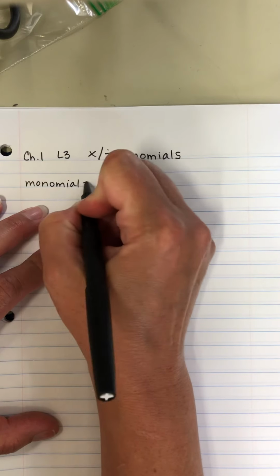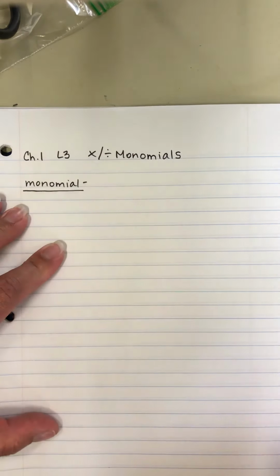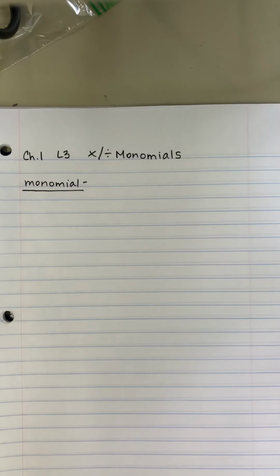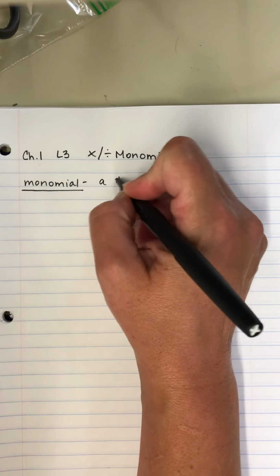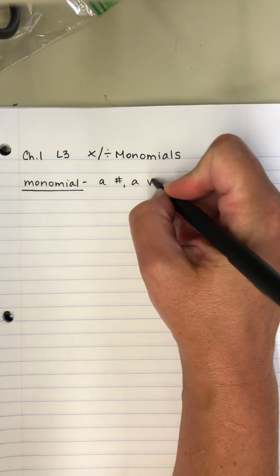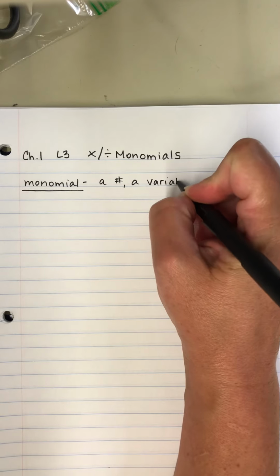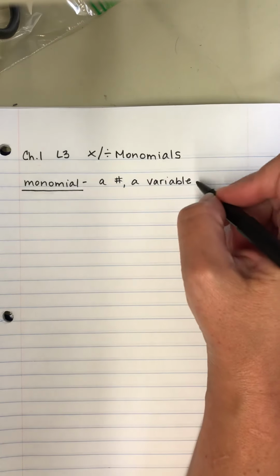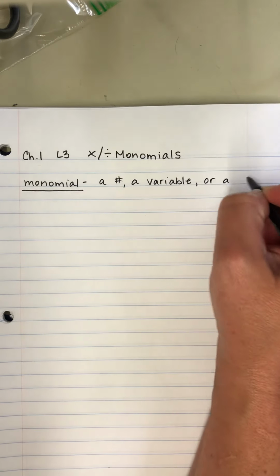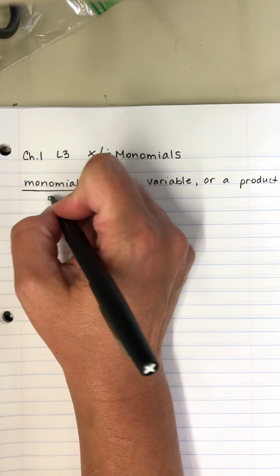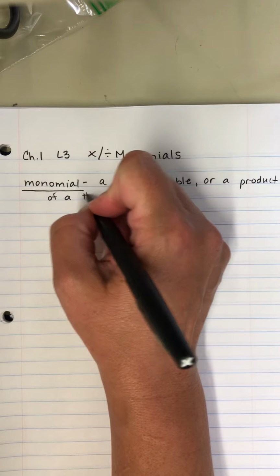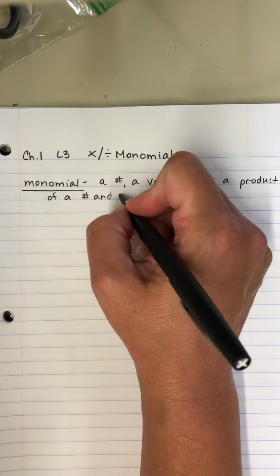So you should be checking your definition in your vocab organizer, as well as making sure you get down your examples for this. Your textbook defines monomial as a number, a variable, or a product of a number and variable.